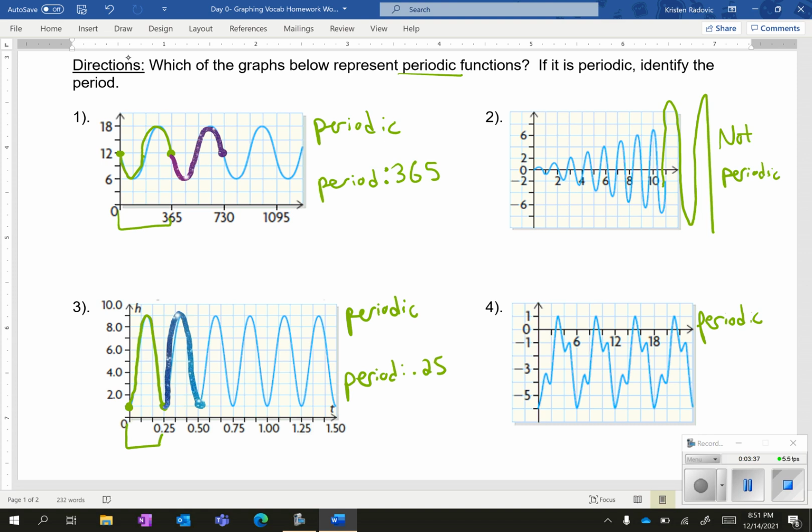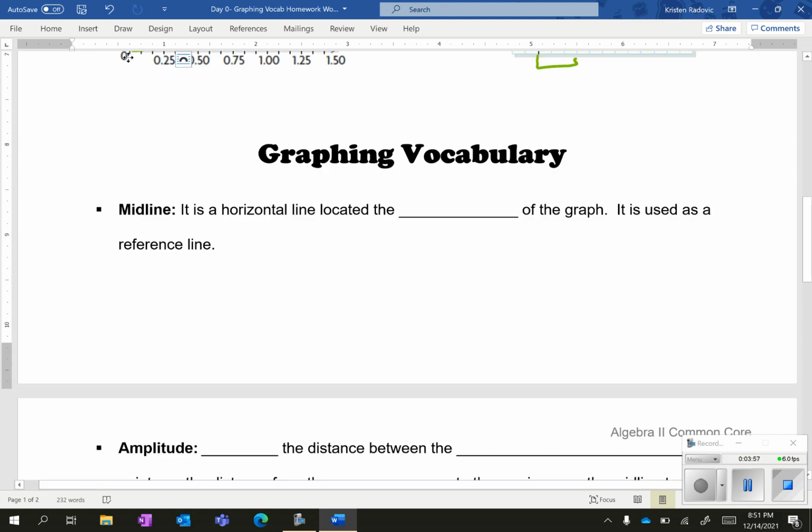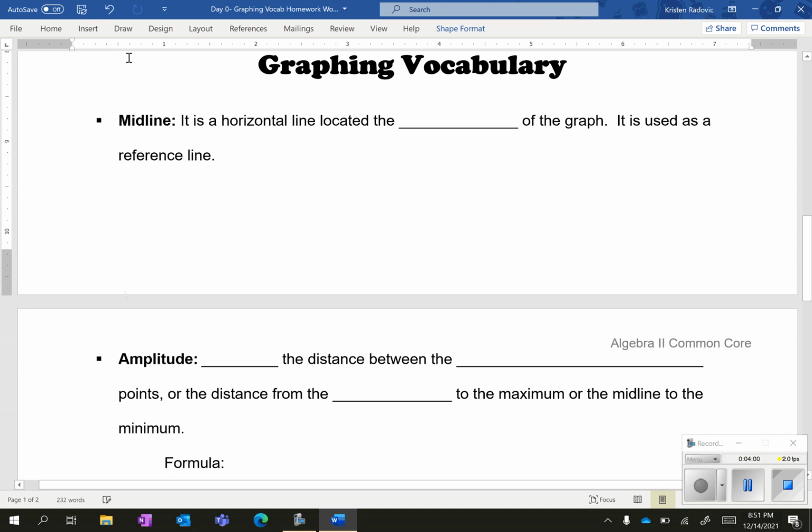Number 4 is a little bit easier to figure out to see where the pattern ends because from 0 to 6 is one period. And then you're going to start repeating all over again. Now that we know the difference between period and periodic, we need some other vocabulary.